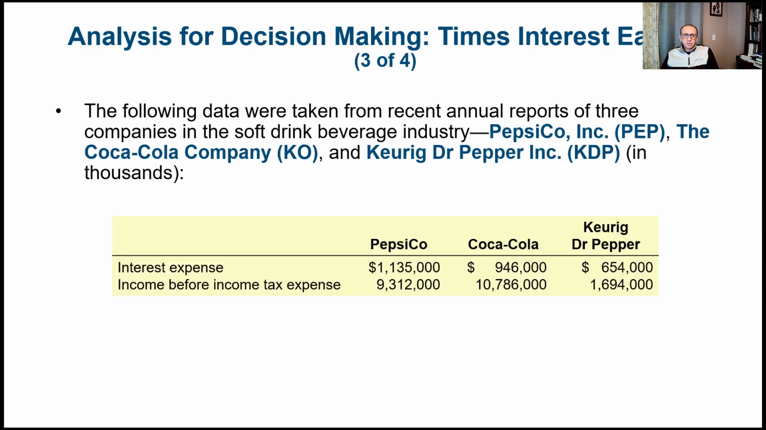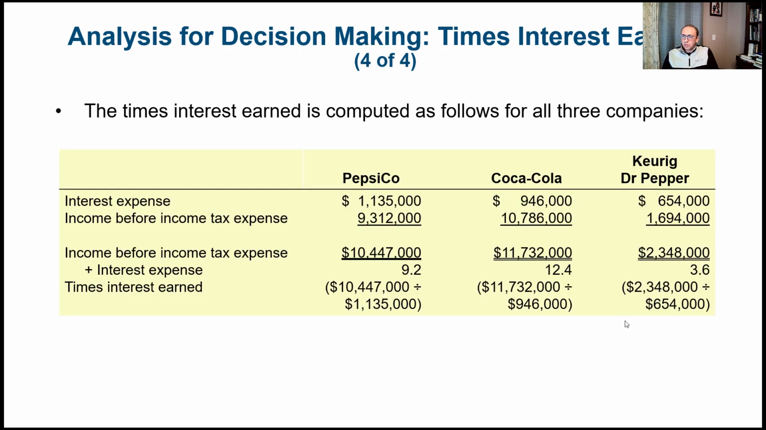So let's see some numbers here for companies we all know: PepsiCo, Coca-Cola, and Keurig Dr Pepper Incorporated. The interest expense for PepsiCo is the highest here. We can see it's about, I would say, 1 billion 135 million, compared to 946 million and 654 million for Keurig. Income before income tax, again you can see that Coca-Cola has the highest, PepsiCo is very close to it, and then Keurig Dr Pepper is the lowest. So let's run the numbers and see how this would look.